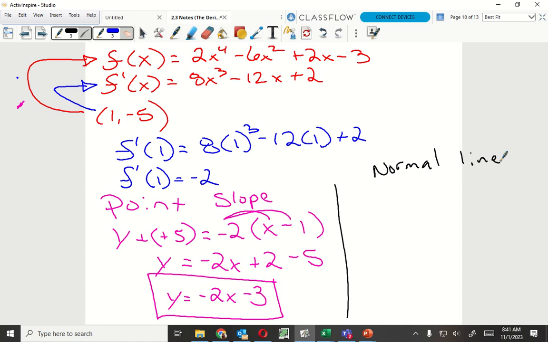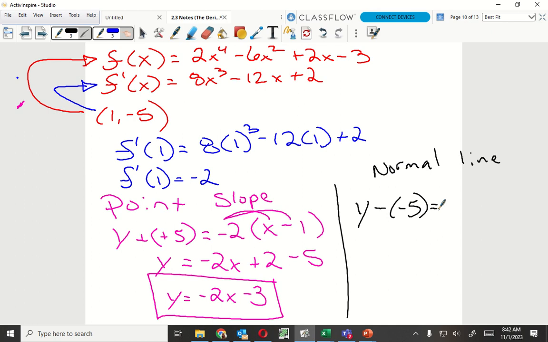Yes, opposite and reciprocal. So if you did not remember that, write that down for this. The slope of the normal is opposite reciprocal to the tangent. So if my slope is negative 2, let's go ahead and plug this in. I'm going to go y minus negative 5. I'm using the same coordinate. So what's the slope going to be for my normal?